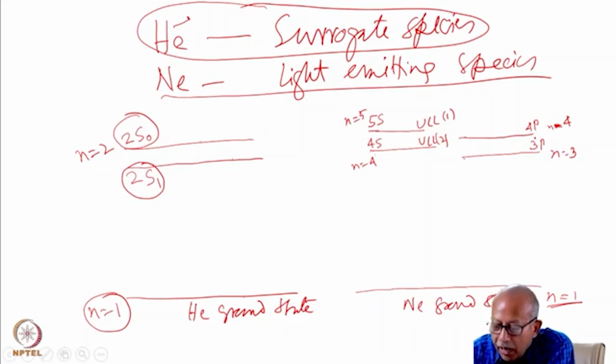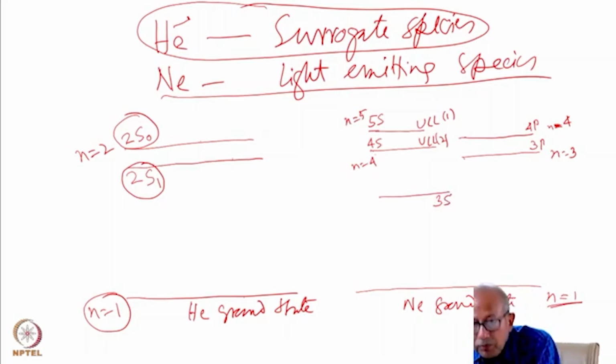There is yet another level, another second excited level, which is denoted as 3s, which also participates in the lasing process, but I will come to its role in a while. And of course, because this is the second excited state and this is the ground state, there will be other energy levels belonging to the first excited state, that is n equal to 2, located in between in this space.